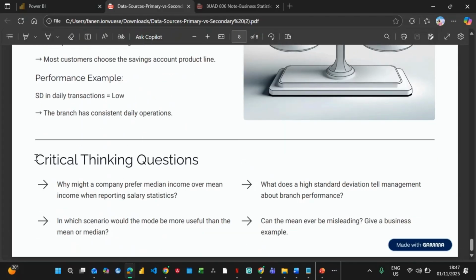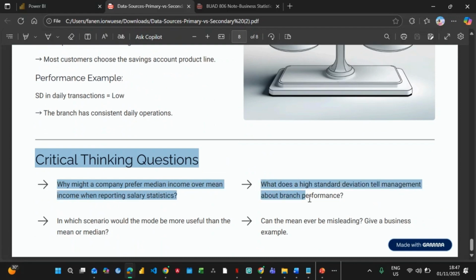So I have some critical questions here for us to solve. I will send these questions to the group so that you can solve them on your own. If you solve them on paper, you can snap it and send it to the tutorial group too. That's all. Any question that you have.